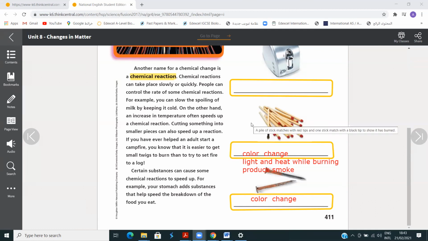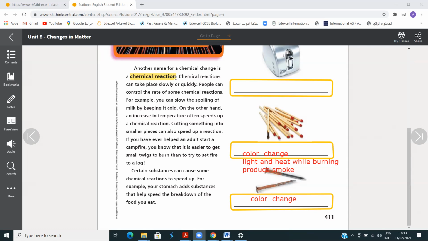You said reaction. Can you spell? Chemical reaction. Another name of chemical change is chemical reaction. Yes, reaction. Chemical reaction means what?